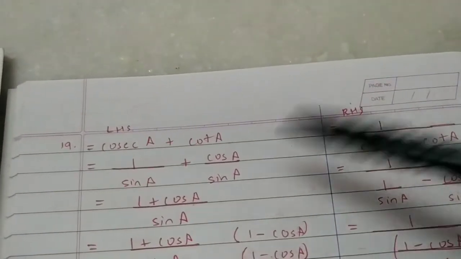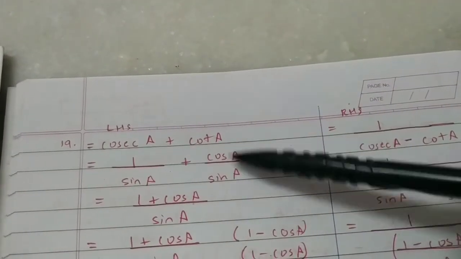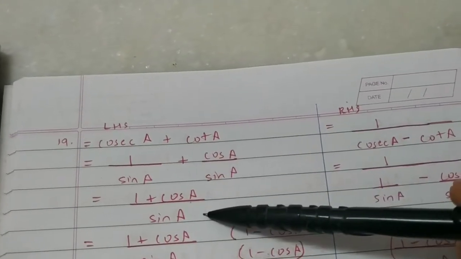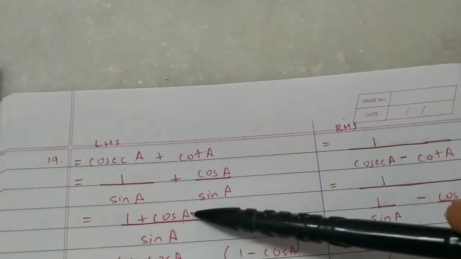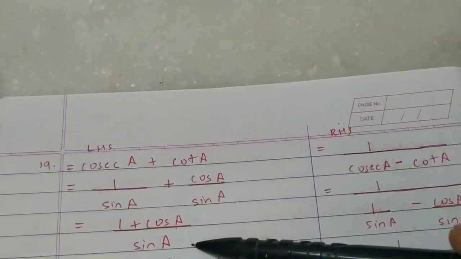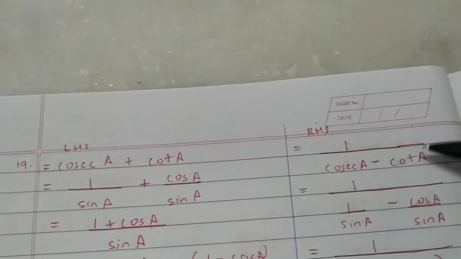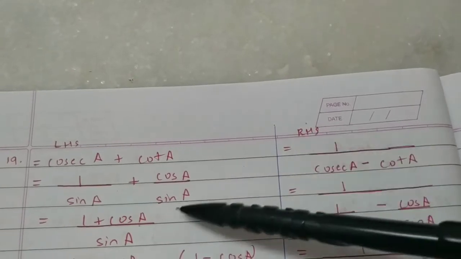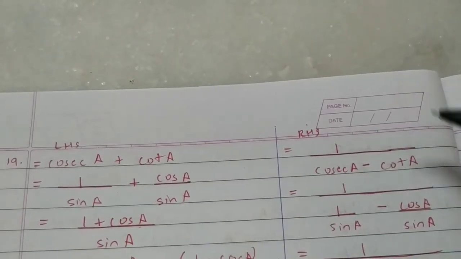First of all, the longer one would be convert everything into sine and cos. Then take the LCM, and you got 1 plus cos A upon sine A. There's nothing more we can do, I guess. So let's try with the RHS also. Let's hope that we get this in the RHS. Then the sum would be proved.